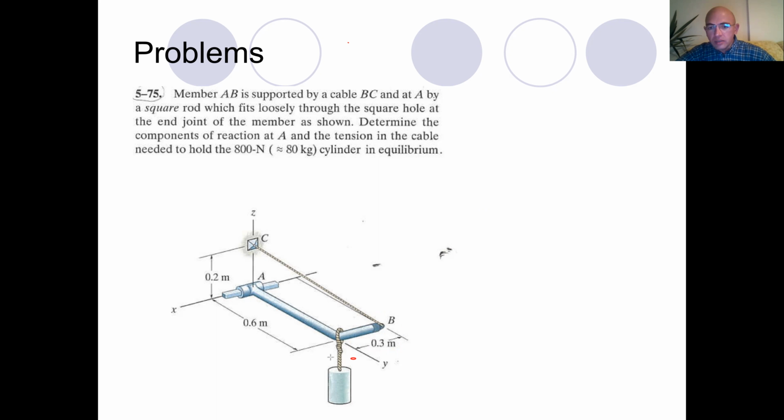So this means that there will be a force from B to C which acts on the L-shaped rod, and it will be in this direction on the L-shaped rod. So this basically means that the force on the cable is reversed, and that is tension. Okay, so this is what we have at point B.